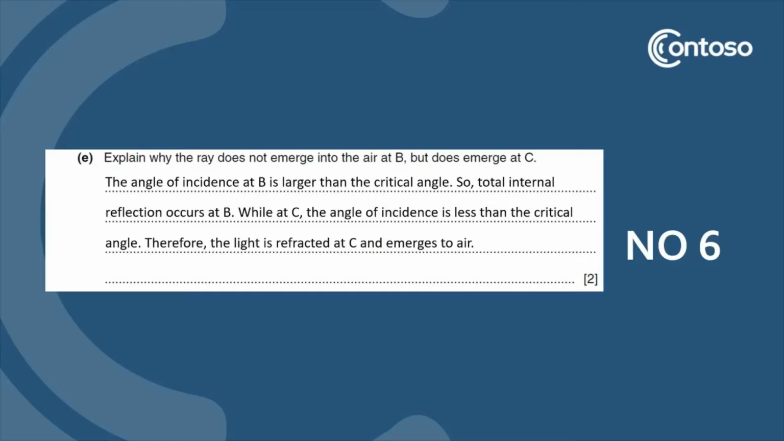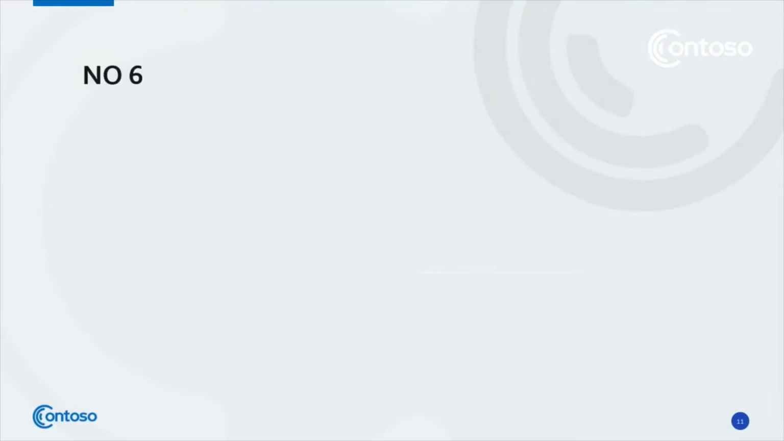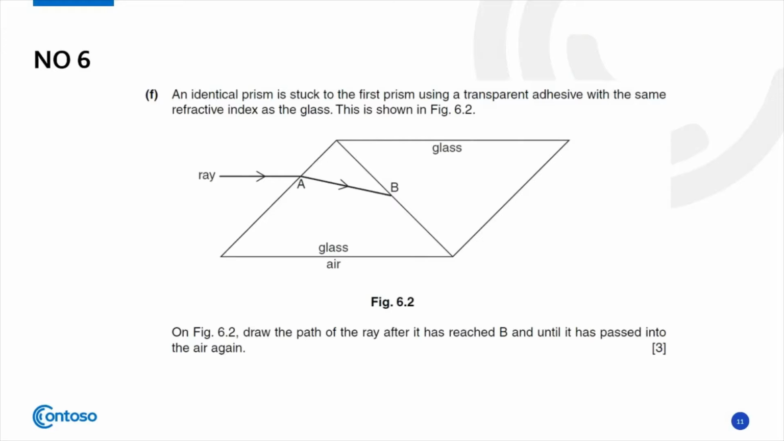Question 6f. An identical prism is stuck to the first prism using a transparent adhesive with the same refractive index as the glass. This is shown in figure 6.2. On figure 6.2, draw the path of the ray after it has reached B and until it has passed into the air again.